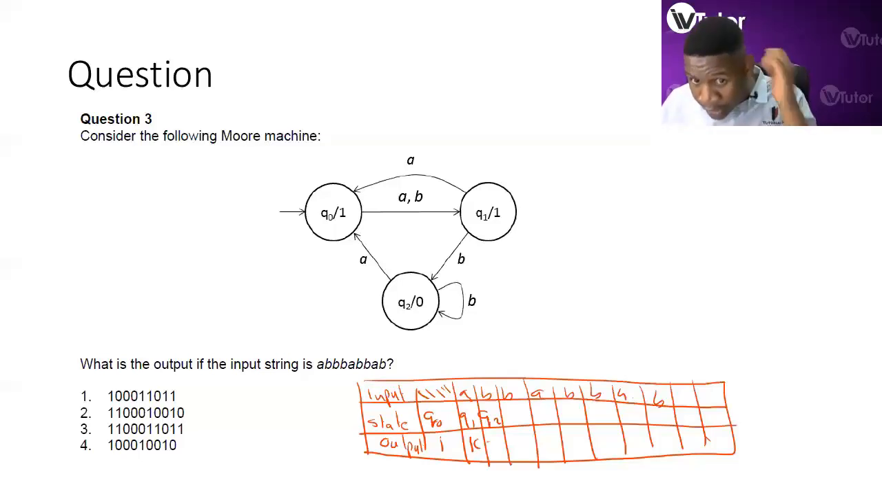Right. Q2 is with an output of 0. Then Q2 with the B stays there. So it's staying in Q2. Q2 with the B, we're saying it goes to Q2. So it's Q2, and then it is 0. But then A, you leave, go to Q0. The output is 1.